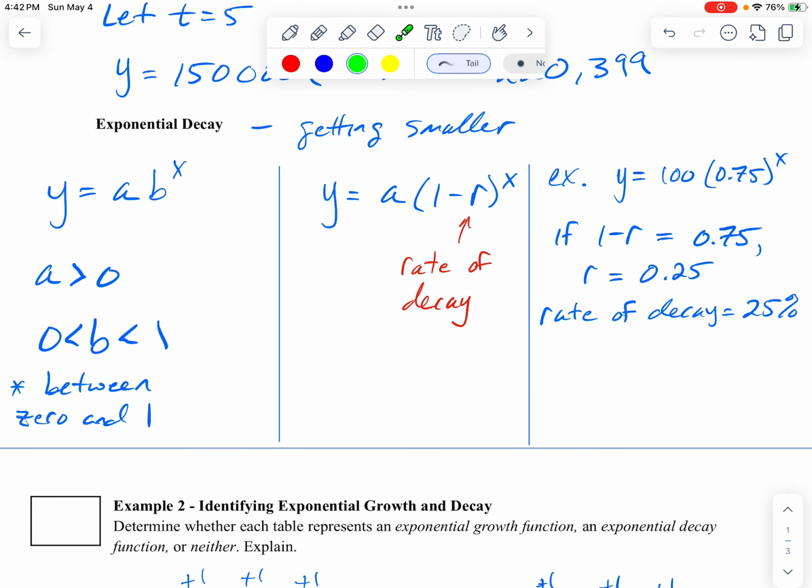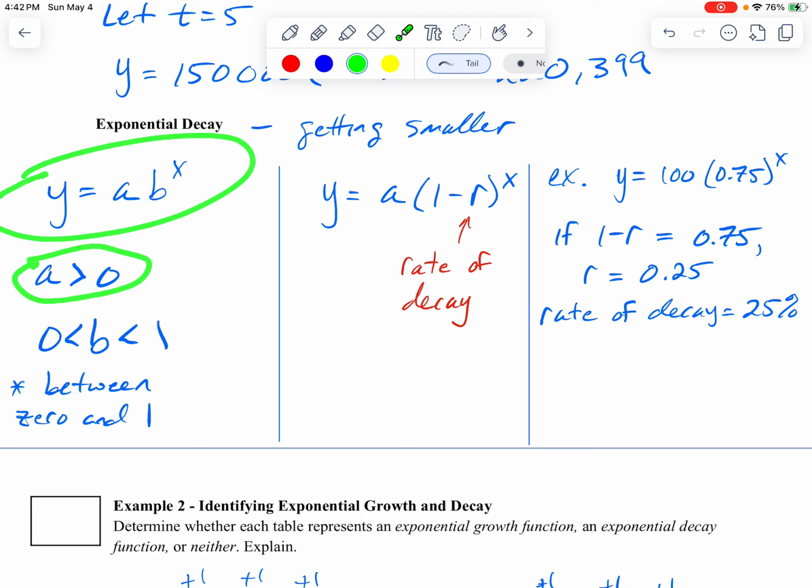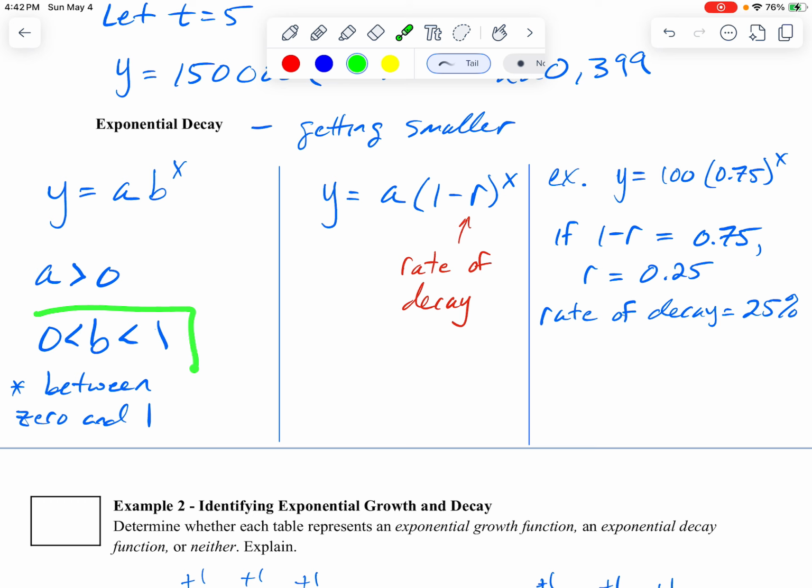Exponential decay is when we're getting smaller. So we still have this same form, y equals a times b to the x. A still has to be bigger than 0. But now this b value is going to be between 0 and 1. And this makes sense if we think about when we multiply by 1, again, that's going to give us the same number over and over and over. If I multiply by something bigger than 1, our original value will get bigger.